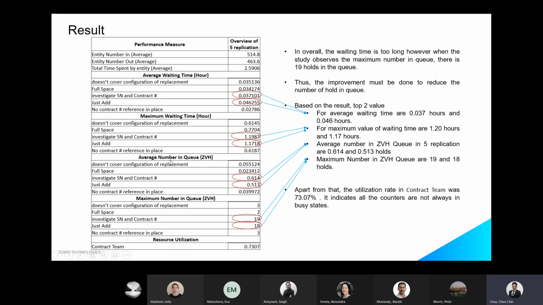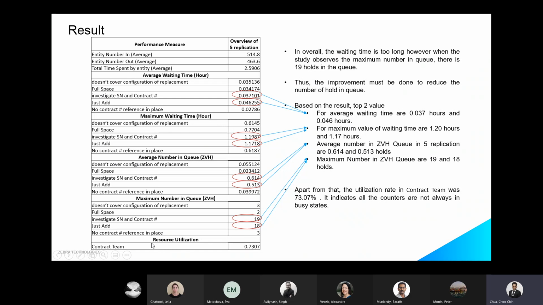So it's the same. The number in queue means that in the process, we got how many holds. So there is 0.64 on average for 5 replications. And then 0.513 holds on average. The maximum number of queuing is 19, the highest, and 18 the second highest, right?